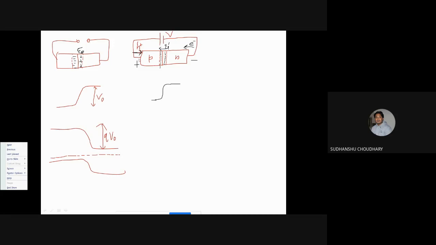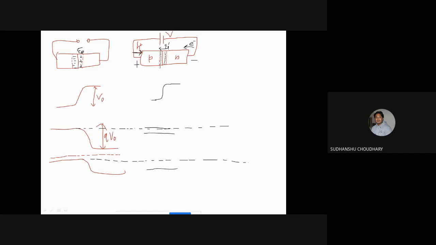So for the positive terminal, the energy bands toward the P side are pushed down. Since they are pushed down, I will draw it somewhere here. Earlier they were at this level on the P side. Now since the positive terminal has been attached, it pushes down the energy bands on the P side. So now my EC is over here and EV is also here.